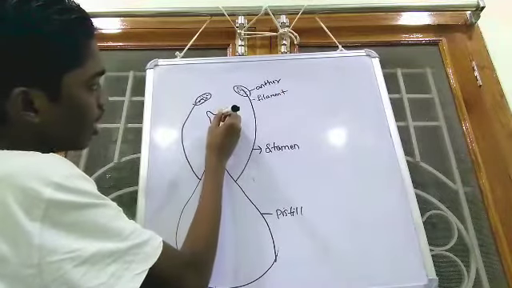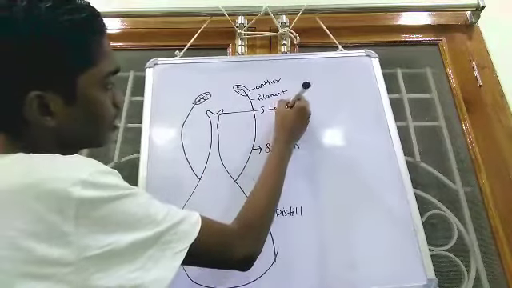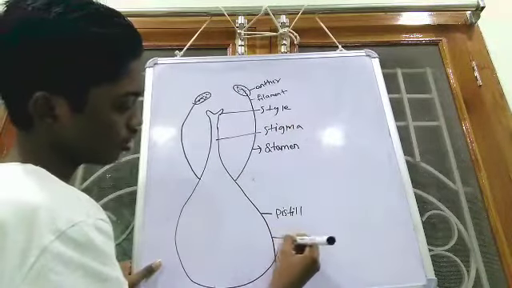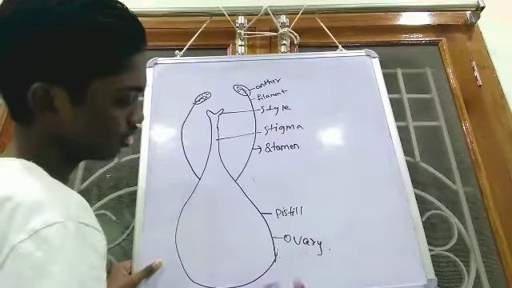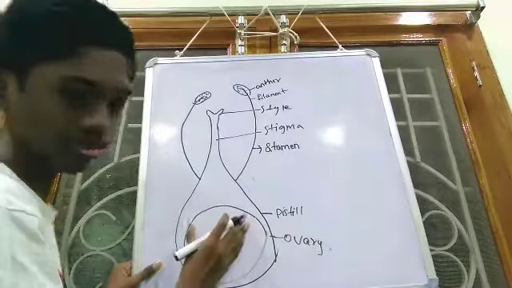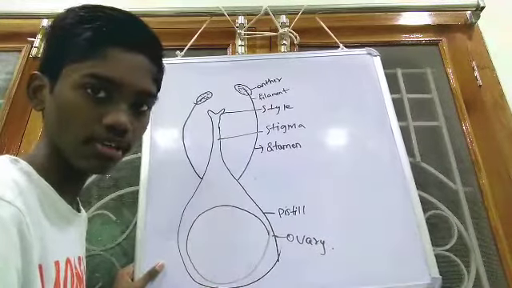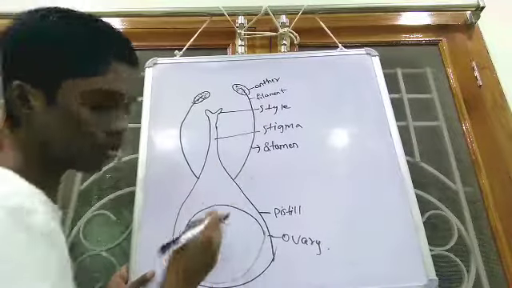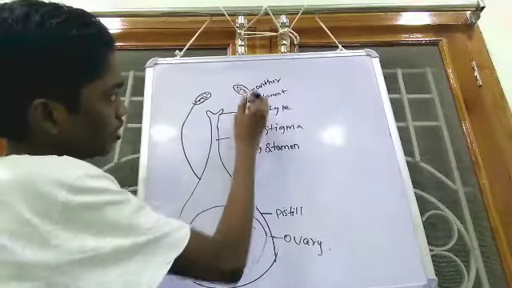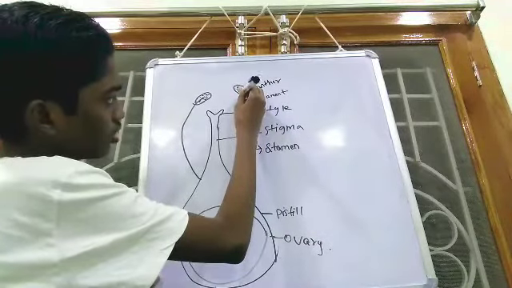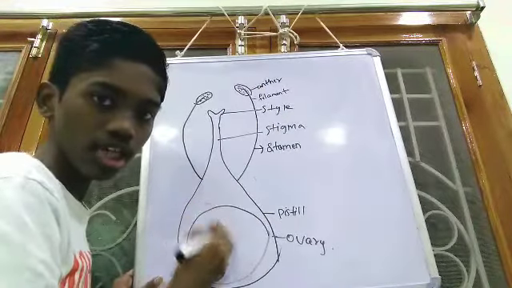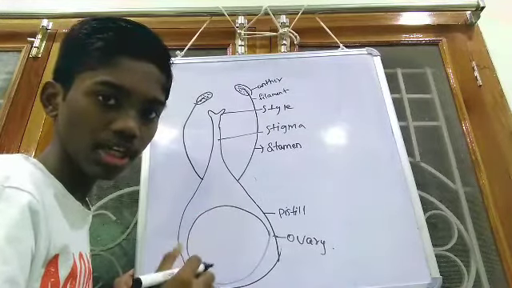And if you observe, this is called the style, this is the stigma, and this is the ovary. This part only will turn into fruit after it is fully developed, after reproducing. So, in which way does the plant reproduce? Here you can observe there are pollen grains. The pollen grains will reach the style of the female reproductive part. Then the first step of the reproduction begins.